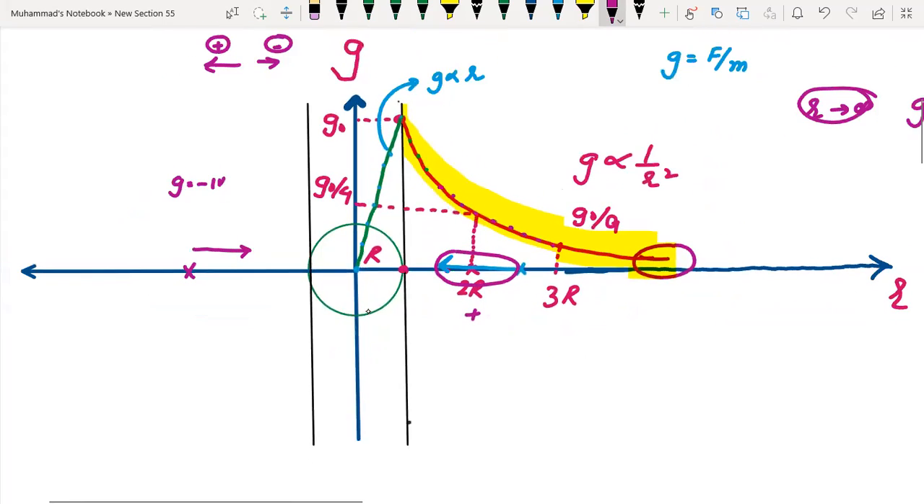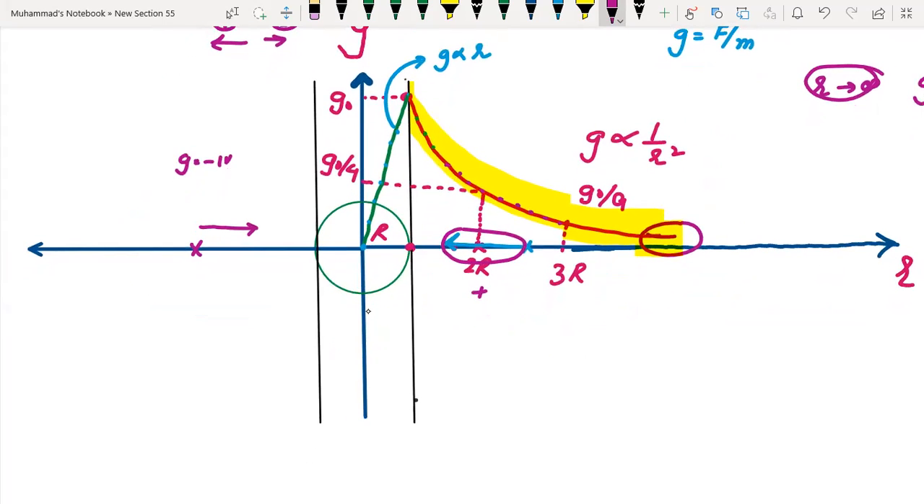Now think about how to draw the graph on the left side of this planet. Let me help you. On this side, the graph of G will look like this.